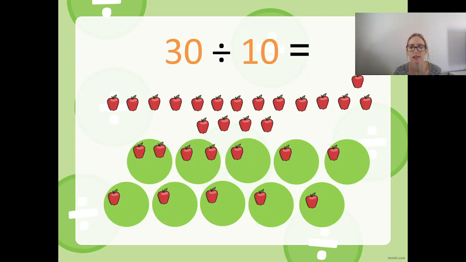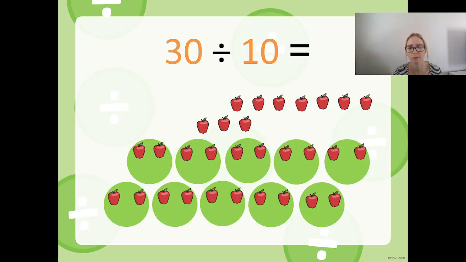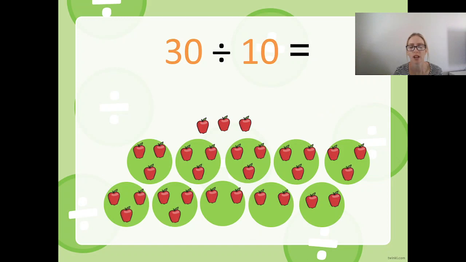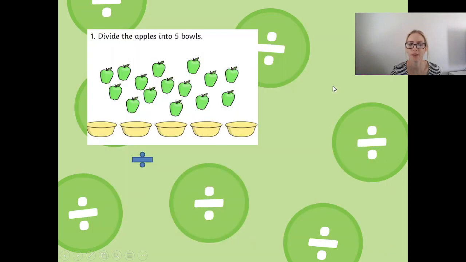19, 18, 17, 16, 15, 14, 13, 12, 11, 10, 9, 8, 7, 6, 5, 4, 3, 2, 1. Very good. So we had 30 apples to share into our 10 groups. So 30 shared between 10 equals 3. Can anyone else notice a multiplication there as well?